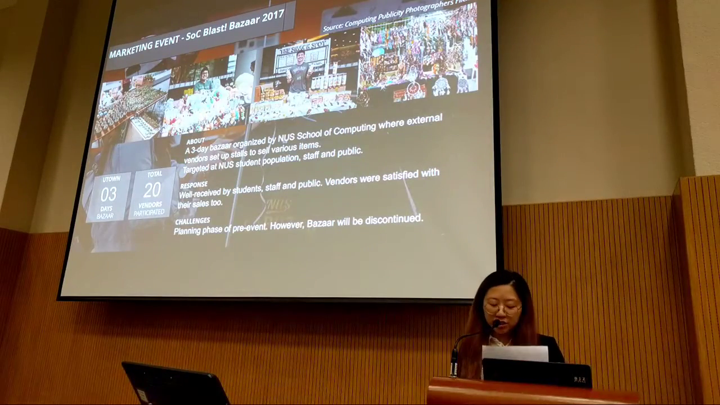However, the challenges faced for the bazaar were the reservation of the location at University Town, which includes securing the number of vendors and logistics.